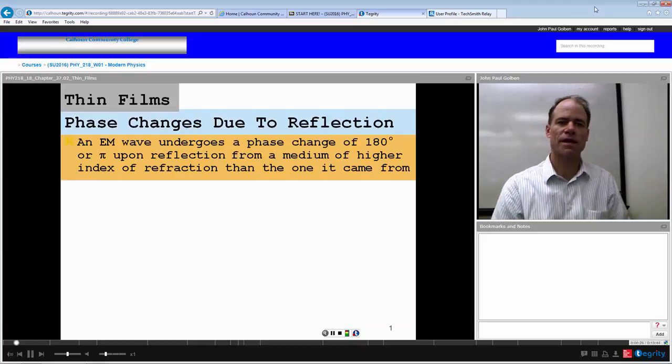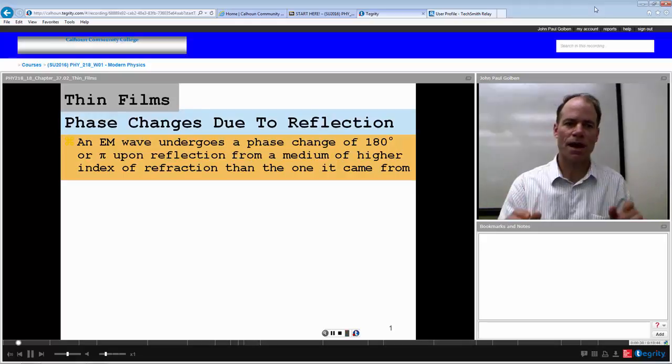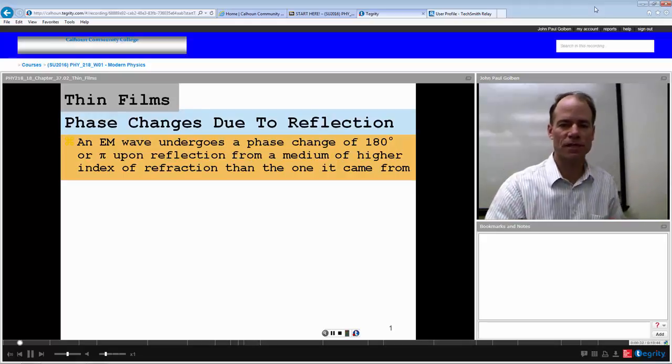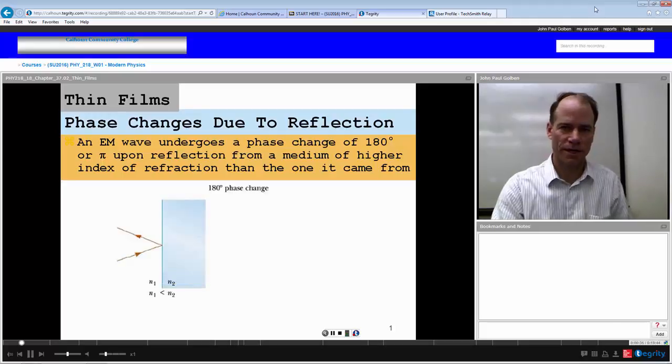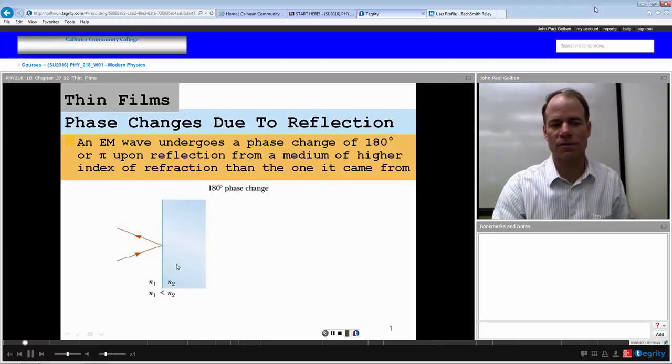An electromagnetic wave undergoes a phase change of 180 degrees, or pi radians, upon reflection from a medium of higher index of refraction than the one it came from. For instance, here we have a light ray coming in from, say, air, incident on some kind of material, maybe glass, and as it reflects, it will undergo a 180 degree or pi phase change.